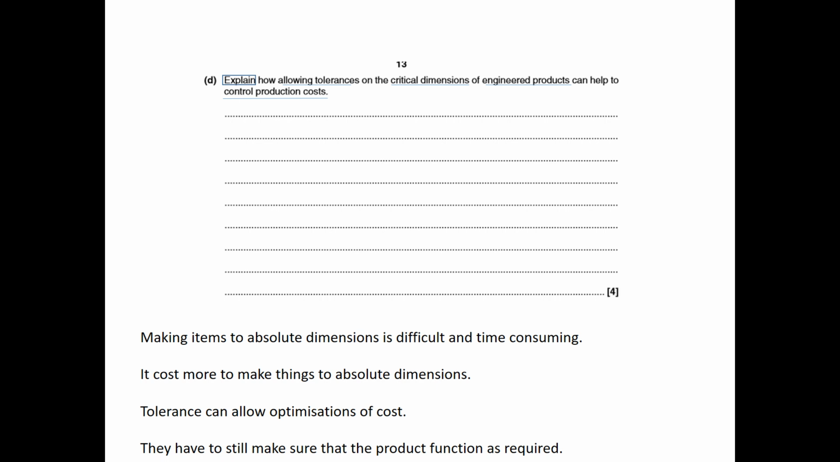So if we had a tolerance of a mil, we could either make it 11 or 12, and in between those, or 9 and 11 I should say. So that's going to make it easier for manufacturers to do, and also less time consuming and cheaper. They can optimize cost, so it makes it more cost effective, and they can still make sure that the product functions as required. So pause the video and have a go at the exam question, then I'm going to go through the mark scheme.